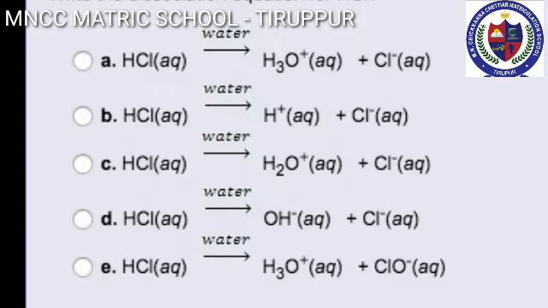HCl + H2O gives H3O+ + Cl-. Here, hydrogen ions cannot exist alone, but they exist in a combined state with water molecules. Thus, hydrogen ions must always be H+ ions or hydronium ions, that means H3O+ ions. H+ + H2O gives H3O+ ion.